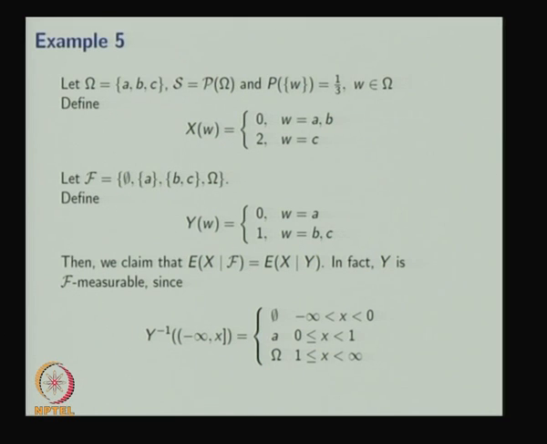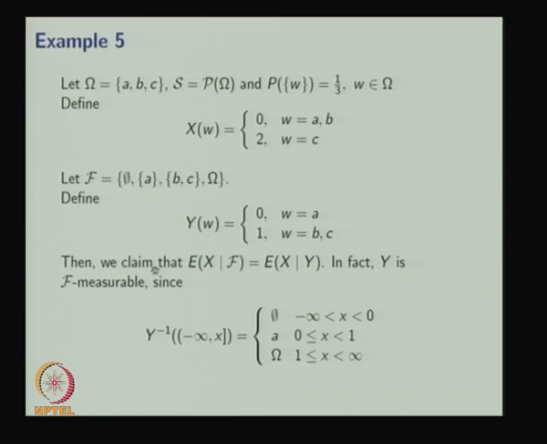The second example is as follows. Here omega consists of 3 elements. S is the largest sigma field. The probability measure is defined on omega, with each sample having probability 1 by 3. X is the random variable. F is not a trivial one here. F is a sigma field which is not trivial, and I am defining another random variable Y that takes a value 0 or 1.